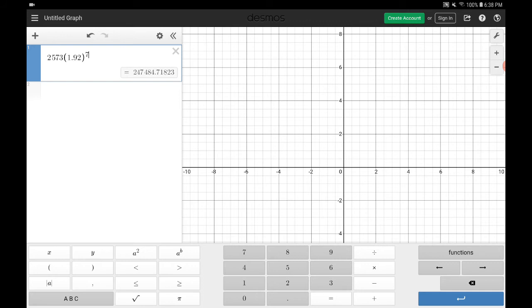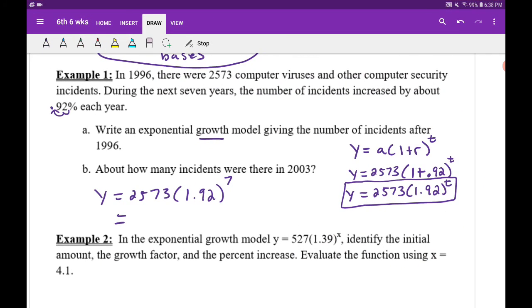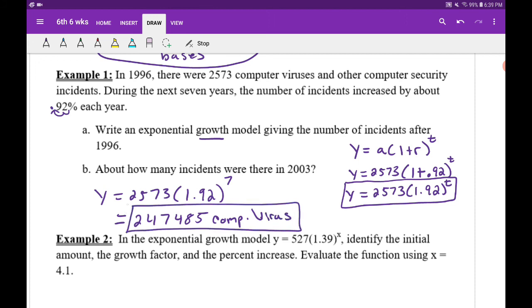So about 247,484.72 incidents. Let's think about that. Can we have half an incident or a partial incident? Let's use our reasonable domain and range thinking and round that up to 485. So going back to our problem, we're going to say there are about 247,485 computer viruses. Just like that, and there's example 1.